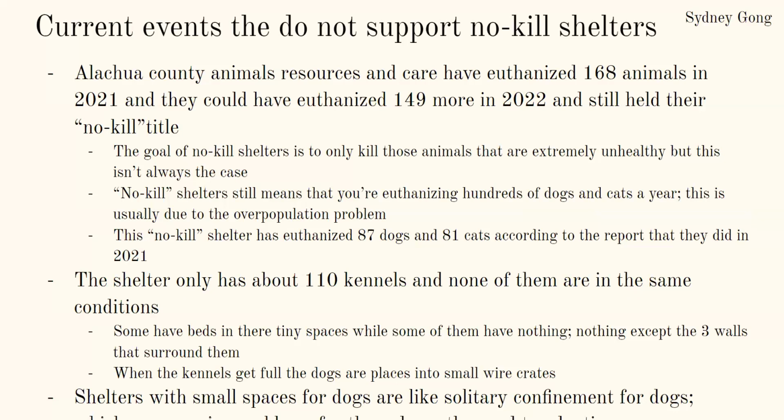Moving on to the current events that do not support no-kill shelters. Alachua County Animal Resources and Care euthanized 168 animals in 2021, and they could have euthanized 140 more in 2022, and they still hold their no-kill title. Now, the goal of no-kill shelters is to only kill those animals that are extremely unhealthy, but this isn't always the case. No-kill shelters means that you are still euthanizing hundreds of dogs and cats a year, and this is usually due to the overpopulation problem.